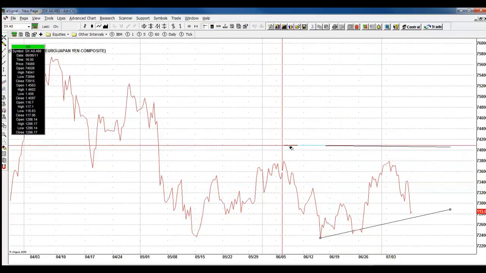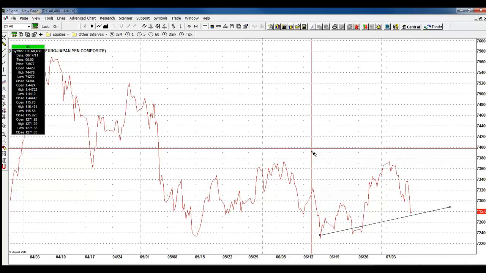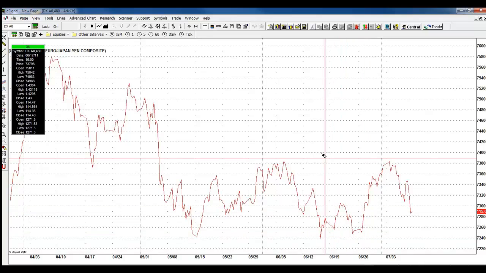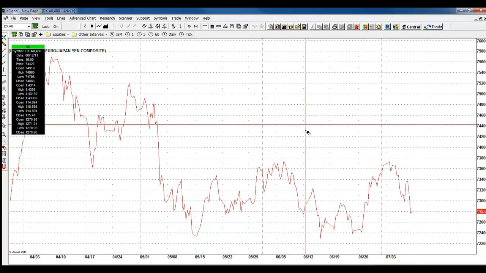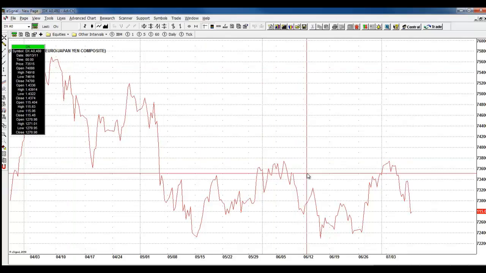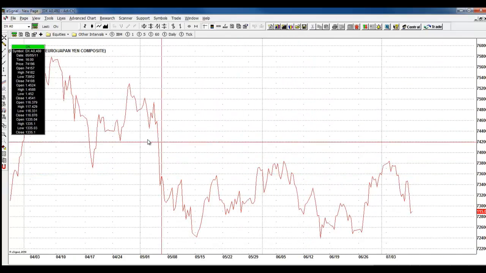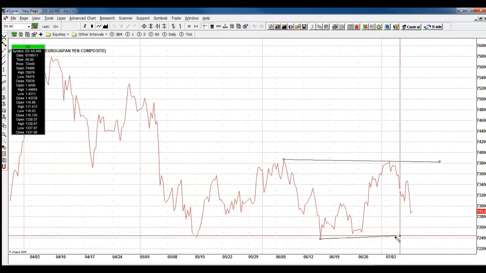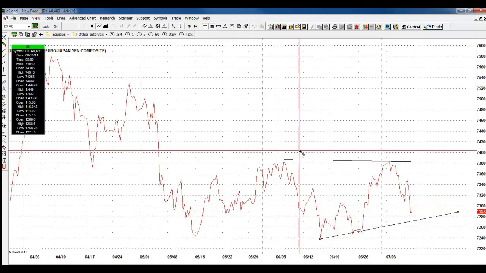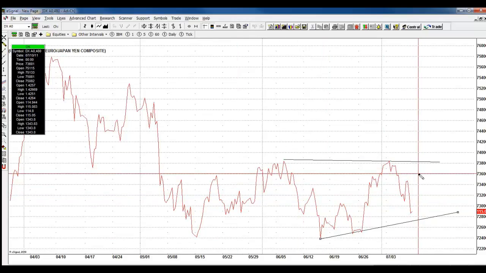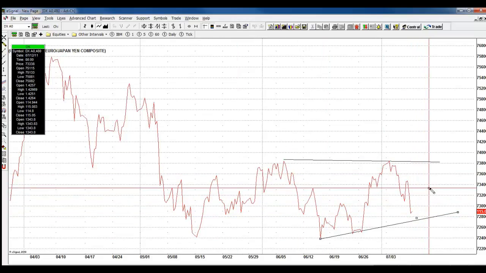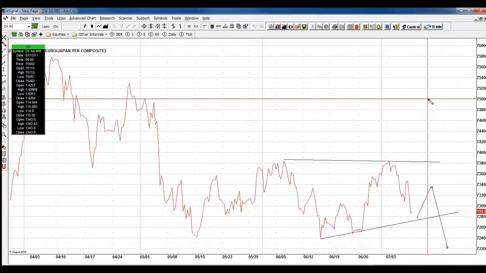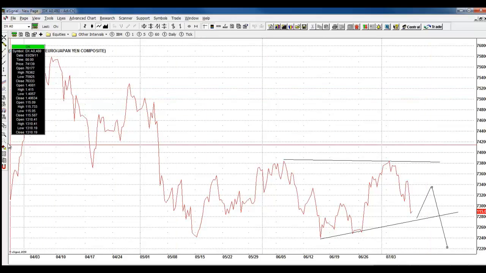Now, the euro yen looks like it's going to do the B wave triangle consolidation. In other words, it looks like the euro yen has more to the downside. Having said that, the euro yen is doing a bearish triangle consolidation, and from here it's going to go lower.